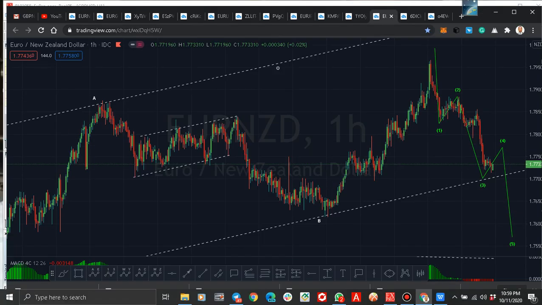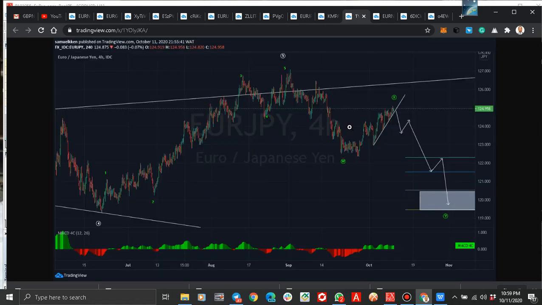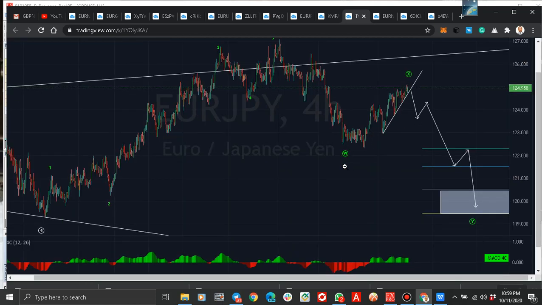So let's go to the next pair we have today, and we come to EURJPY. EURJPY has something for us. So this is the 4-hour chart once again. My main expectation on this pair is that this is an impulse, and this correction is not over.